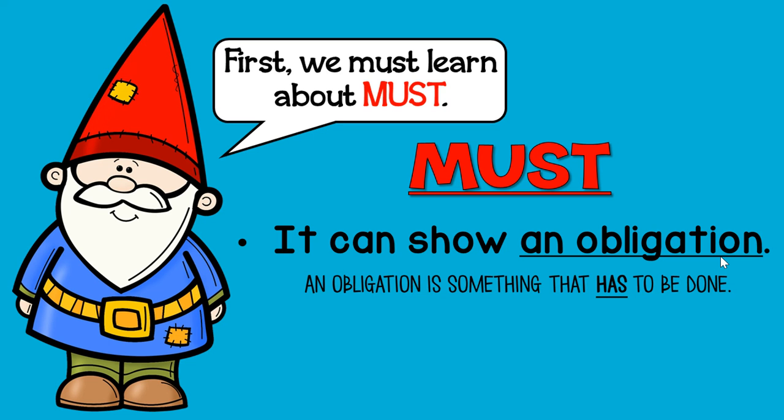All right, while you're writing, an obligation is something that has to be done. Okay, so you are obligated to come to all your Google Meets because you are a virtual learner. You are a remote learner, so that has to be done. You have to come to your Google Meets. An obligation is you have to eat. You're obligated to eat. You have to eat to live. So must, it can show an obligation.